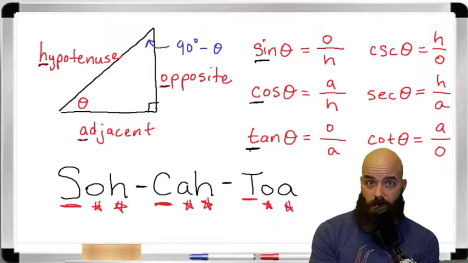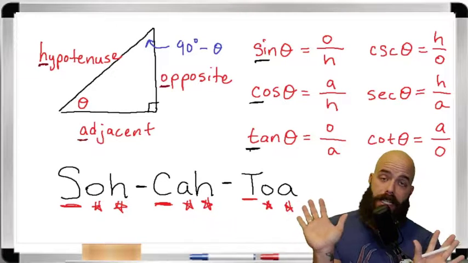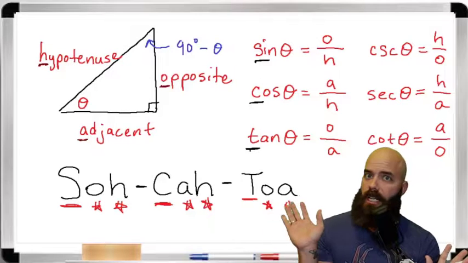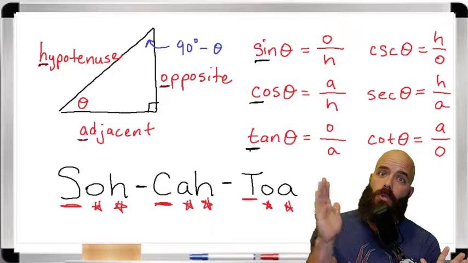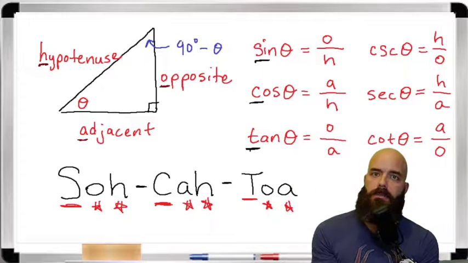SOHCAHTOA, one way to remember that is some old hippie caught another hippie tripping on acid. It's just a way to remember it. I cannot take credit for making that saying, but I use it all the time. So some old hippie caught another hippie tripping on acid. That's a good way to remember SOHCAHTOA in the order in which it goes.